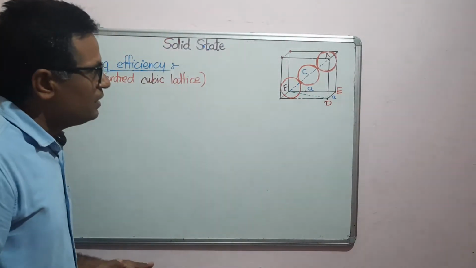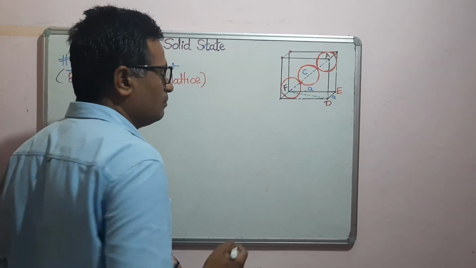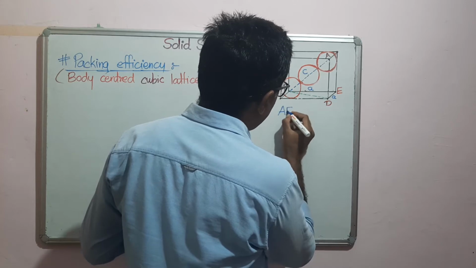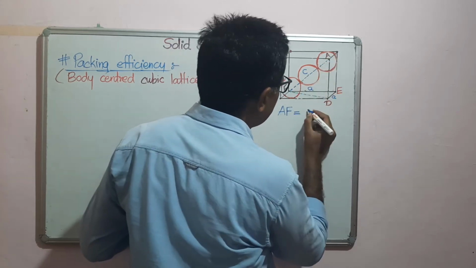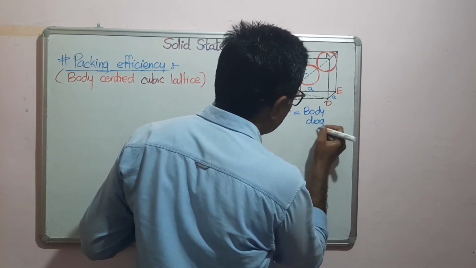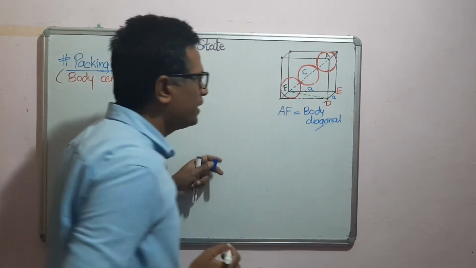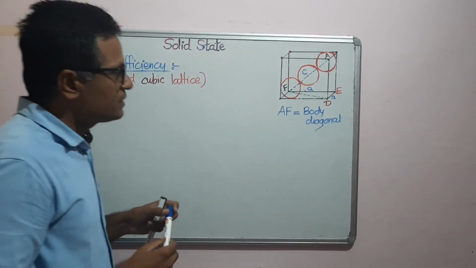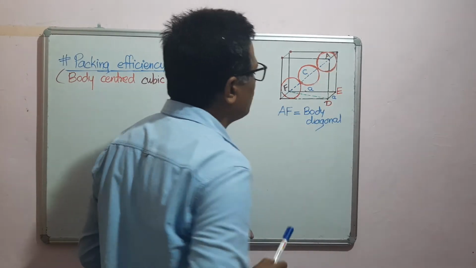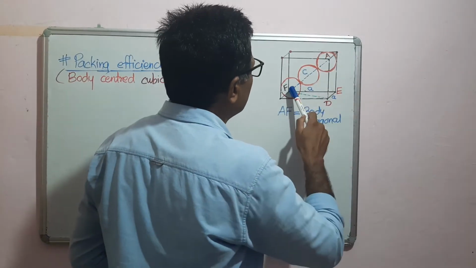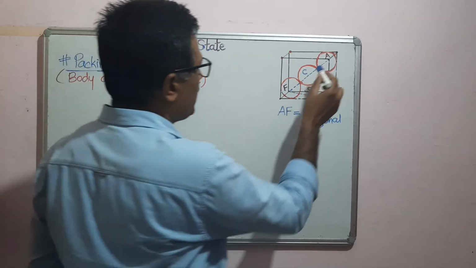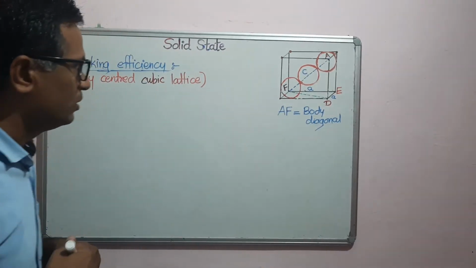Now in case of this particular body centered unit cell, you know that AF is a body diagonal. Okay, what is a body diagonal? It is a line joining two opposite corners of the particular cube. So AF is called a body diagonal.